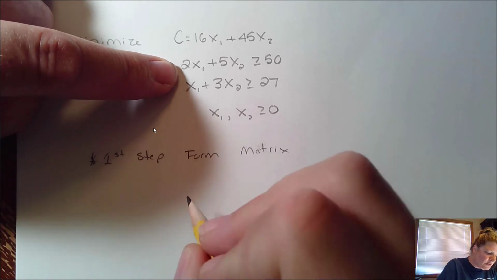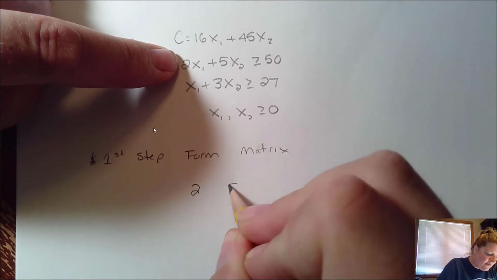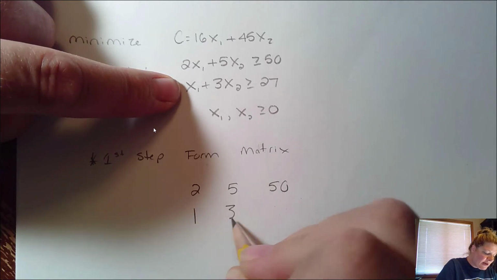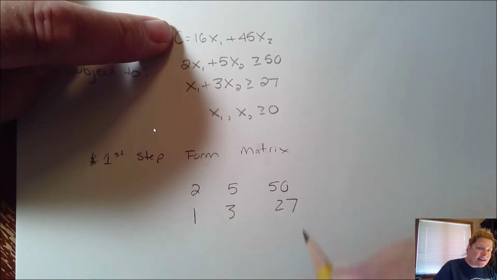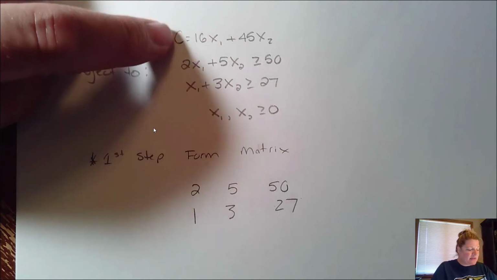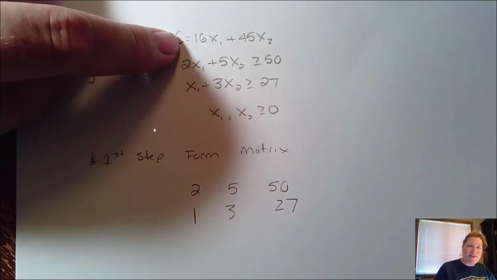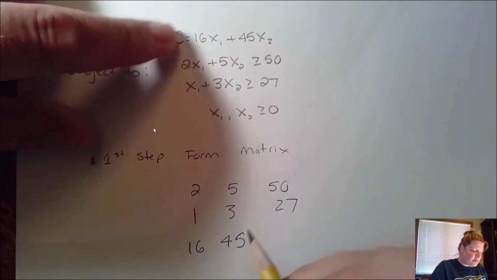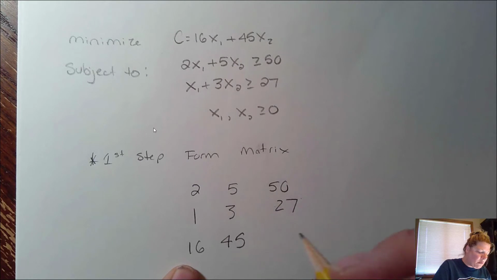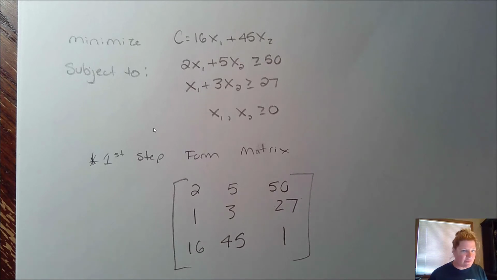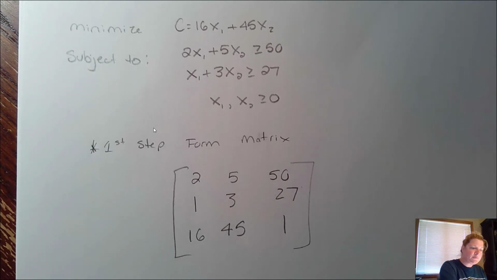So our matrix will go 2, 5, 50, and then 1, 3, 27, and then the objective function. And this time you want to keep it this way, but with the C on the other side, don't move everything over with the C. So it'll be 16, 45, because these were X1s, X2s, and then use a 1 for the C. Okay, this is a matrix of this problem.